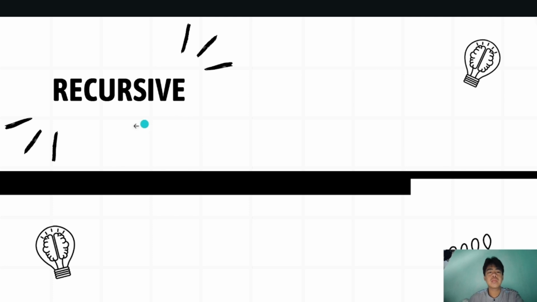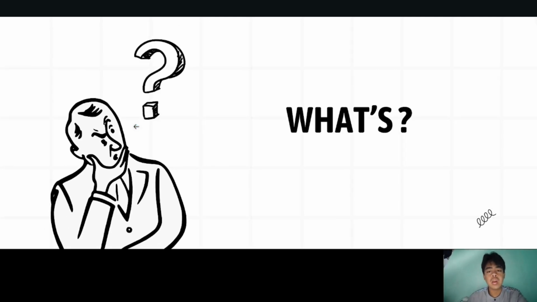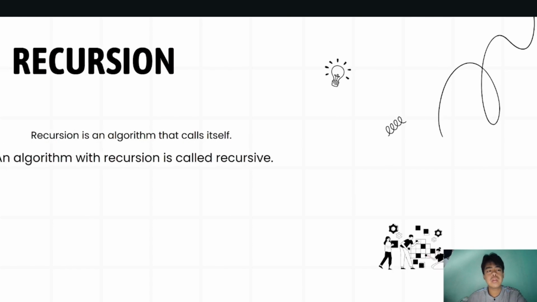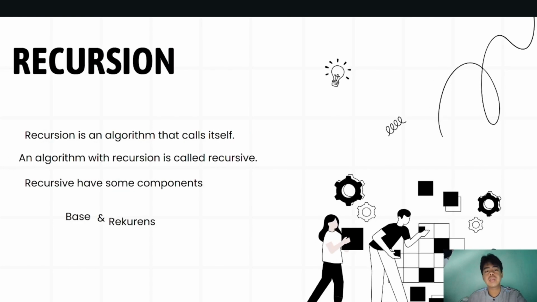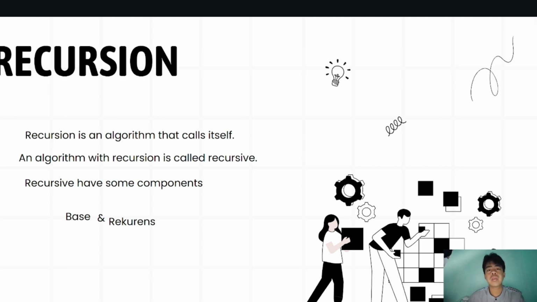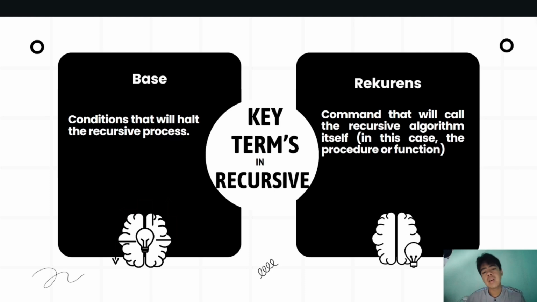And now we will talk about recursion. What is it? Recursion is an algorithm that calls itself. An algorithm with recursion is called recursive. Recursion has some components: base and recurrence. The key terms in recursion are: base, the condition that will stop the recursive process, and recurrence, the command that will call the recursive algorithm itself, in this case the procedure or function.